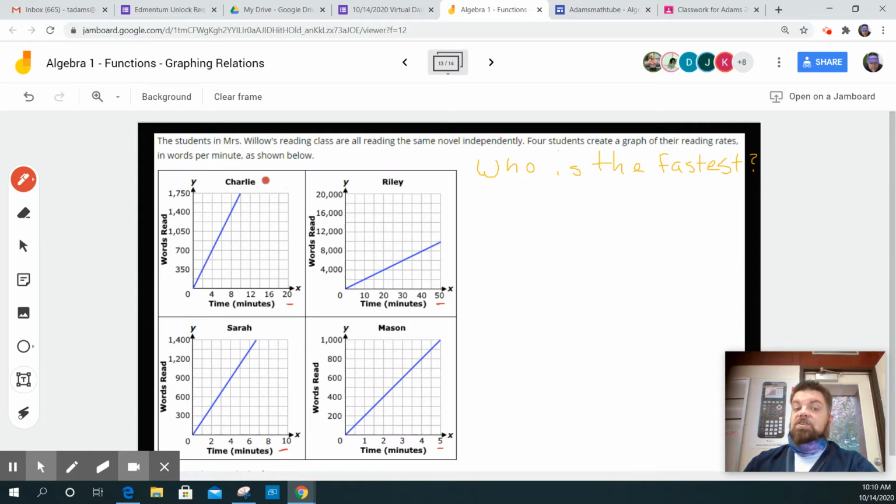So here's how you got to do it. We literally have to calculate the slope of every graph. So for Charlie, let's do Charlie first. So I'm going to do Charlie.